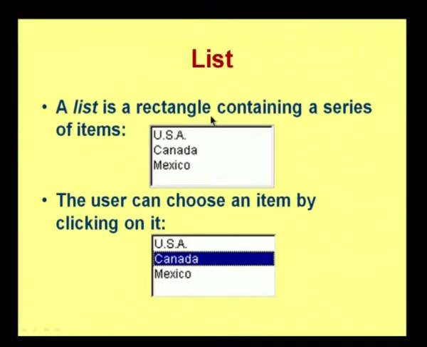Whereas in case of list, if I want to choose multiple elements from a given list of values, in that case I use the component called list. You can see that a list is a rectangle that contains a series of items. The user can choose an item by clicking on it. I can use control and then choose more than one value on the list. So, the list can return n number of values.